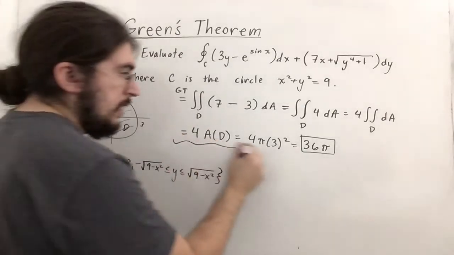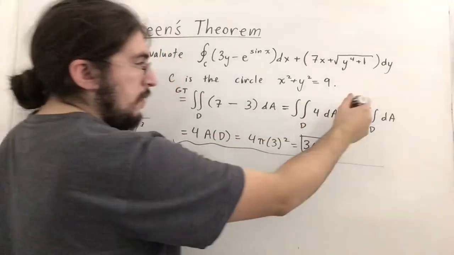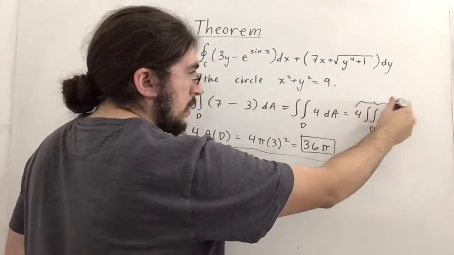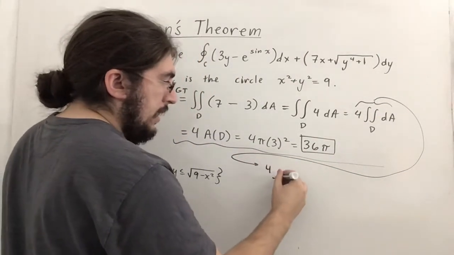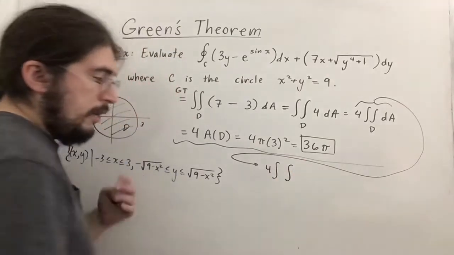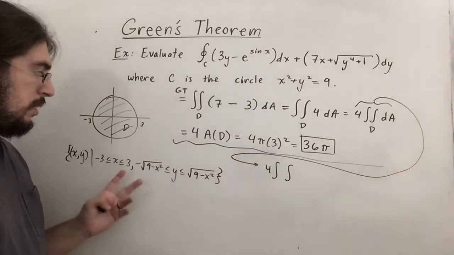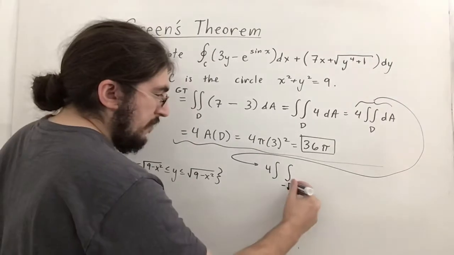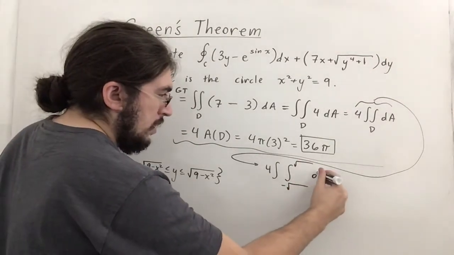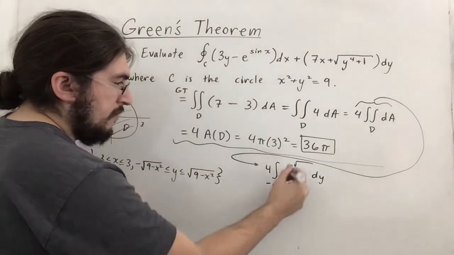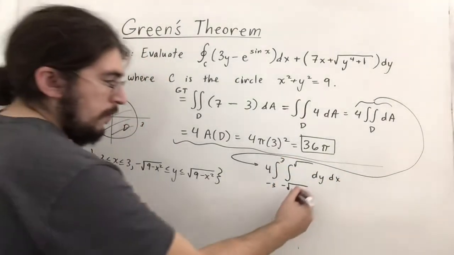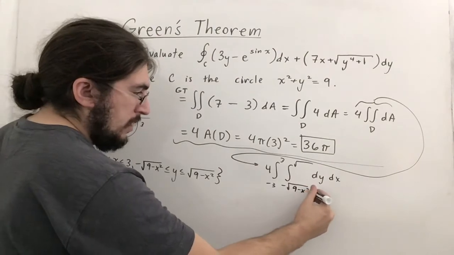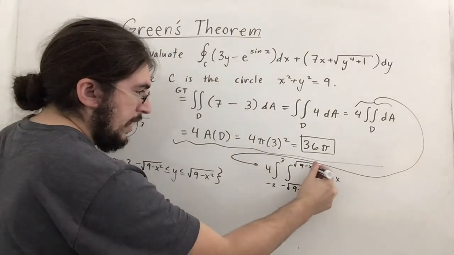So at this point you can set this up as a double iterated integral where we do y first, going from the negative radical to the positive radical, dy, and then from -3 to 3 dx. Alright, so now we have, again, 9 minus x squared inside this radical, just to complete that.